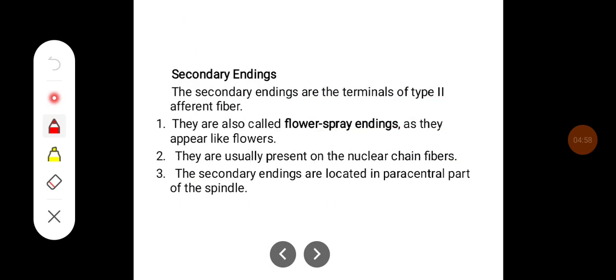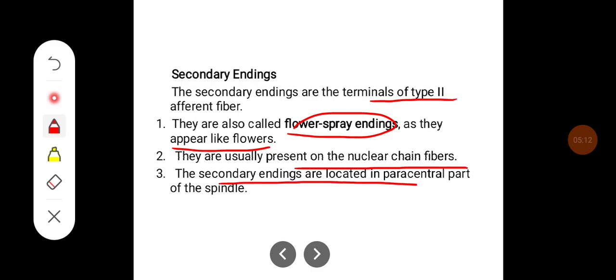Secondary endings are the terminals of type 2 afferent fibers. They're also called flower spray endings. They appear like flowers. They're usually present on the nuclear chain fibers. Secondary endings are located in the paracentral part of the spindle.